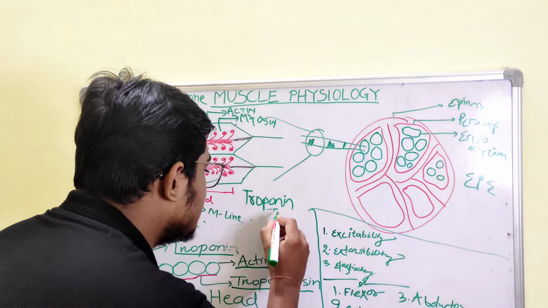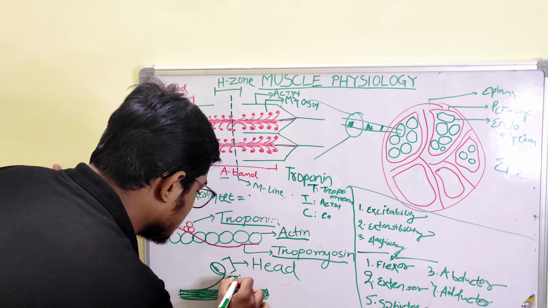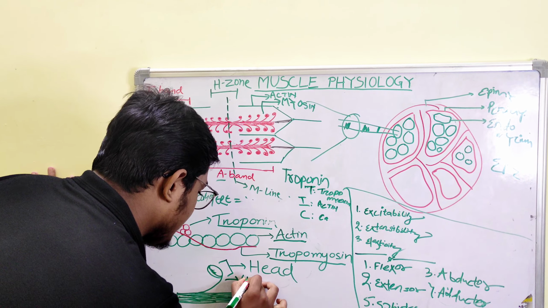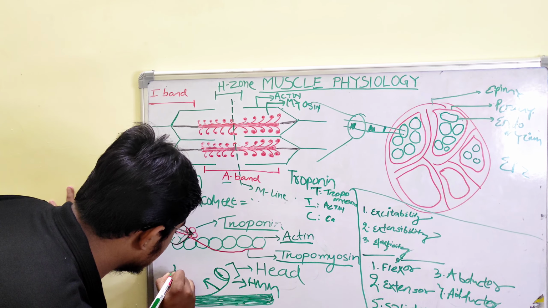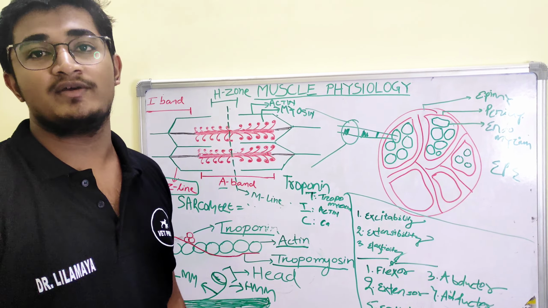Another portion is the myosin. This is the head portion. The head portion contains the enzyme that breaks down ATP into ADP plus Pi. ADP is adenosine diphosphate, plus phosphate. This portion is the head portion. This is called heavy meromyosin, HMM. And the lower portion is LMM, which is light meromyosin.